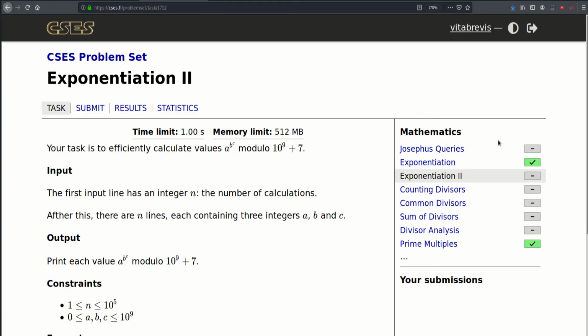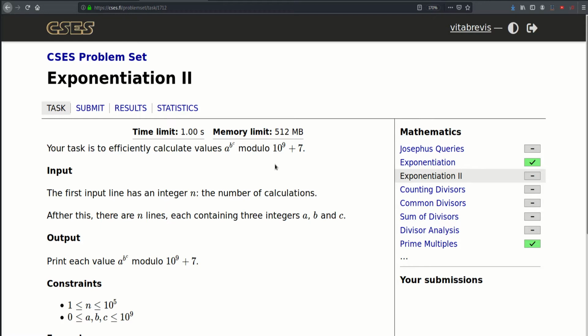Today we will be solving this problem called exponentiation 2. It is a continuation of the previous problem, exponentiation. So I invite you to solve that problem before moving on to this one. Here our task is to efficiently calculate values a raised to the b raised to the c modulo a billion and 7.